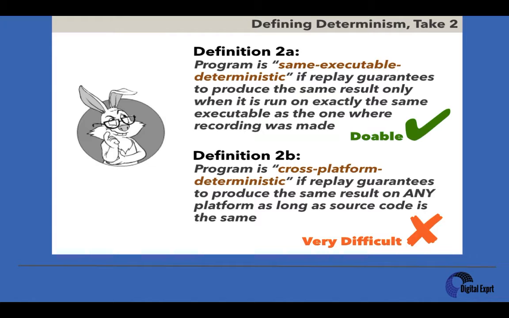This is doable. However, definition 2B deals with cross-platform determinism, which means we can record some inputs and outputs, and when we replay them, we expect them to show the same results on any platform, as long as the source code is the same. That one is very difficult, because when we start changing the configuration and whatnot, even though the source code remains the same, we may experience different outcomes. And that is non-deterministic.